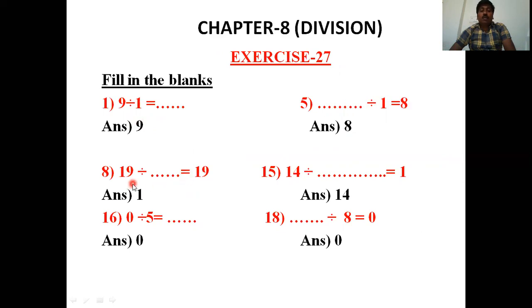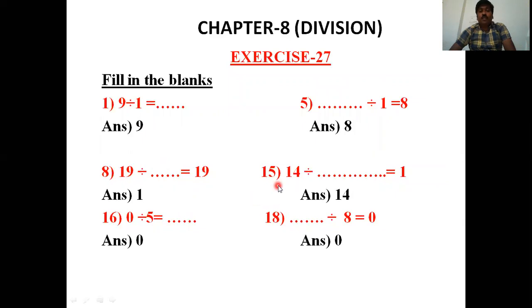Now this is another question, question 8. 19 divided by something, and here the answer is given as 19. You know that when we divide any number by 1, we get the number itself. That means we shall write 1 here.